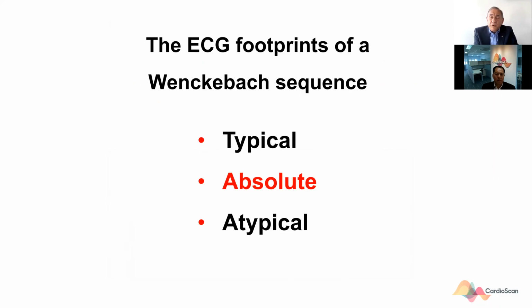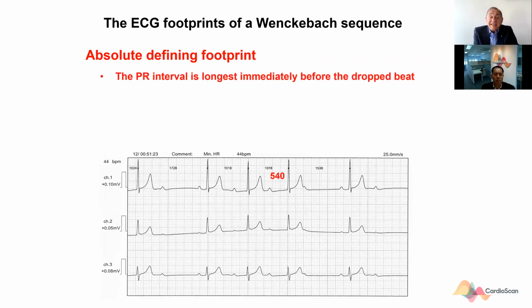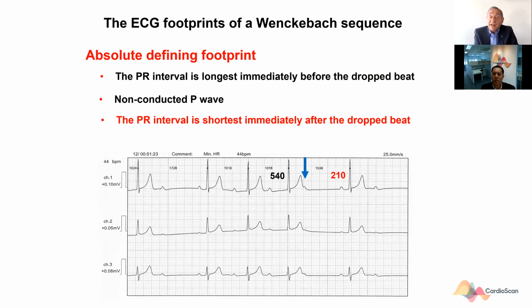The absolute footprint is something that I have always talked about because it's the way when we look on the electrocardiograph, we recognize that this is a Wenckebach AV sequence. Let's define what I mean. Here, the first thing is that the PR interval is longest immediately before the drop beat. There is a non-conducted P wave, and then the PR interval is shortest immediately after the drop beat. So these three features tell us that this is a Wenckebach sequence.